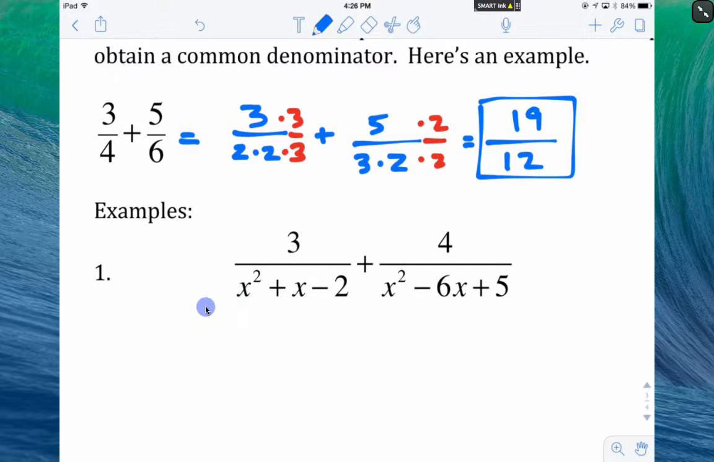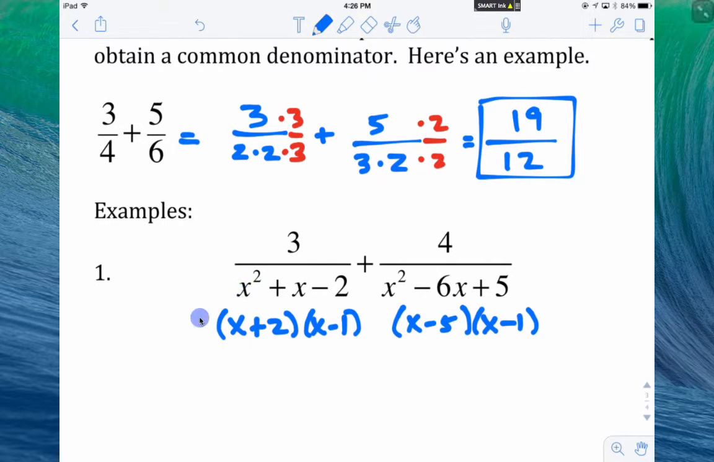So this first denominator is going to factor as x plus 2 times the quantity of x minus 1. And this denominator is going to factor as x minus 5 times x minus 1. Now, we need these two denominators to look exactly the same. Well, I note that this denominator has an x minus 5 as a factor, whilst the first does not. So we need to multiply this fraction by x minus 5 over x minus 5.